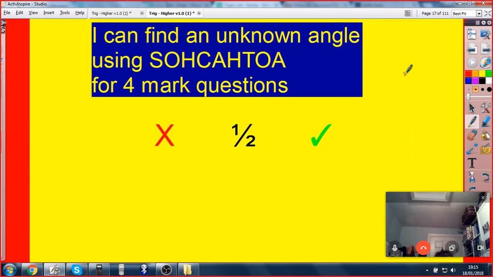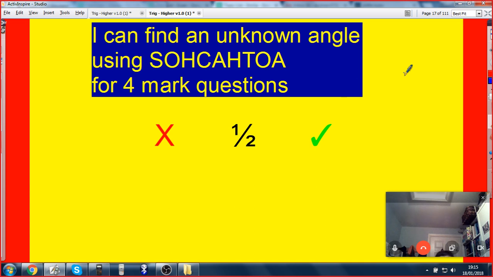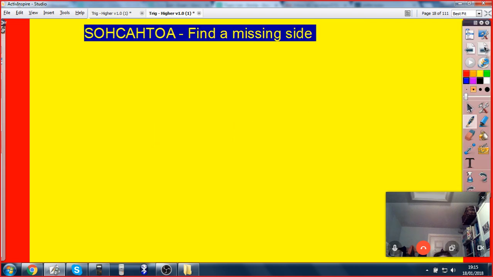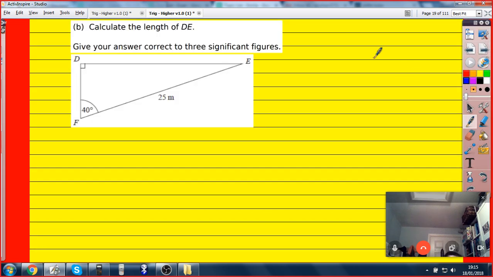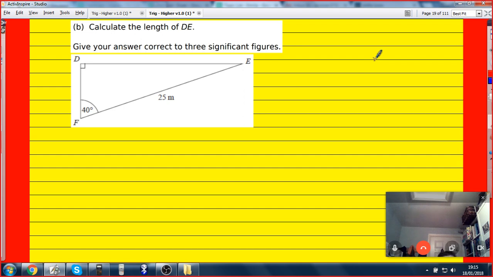Okay, 4 mark, SOHCAHTOA, unknown angle, x a half or tick. Probably in between the half and the tick. Okay, remind me how we do this type. So that was finding unknown angles. Now you have to find an unknown side.